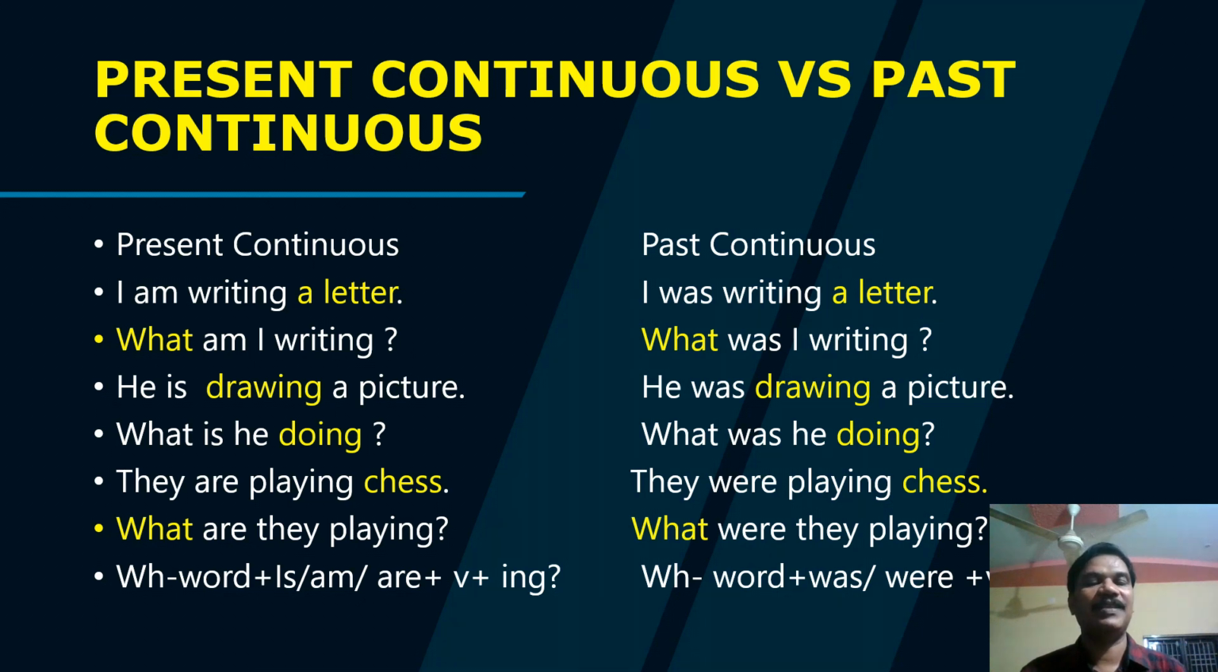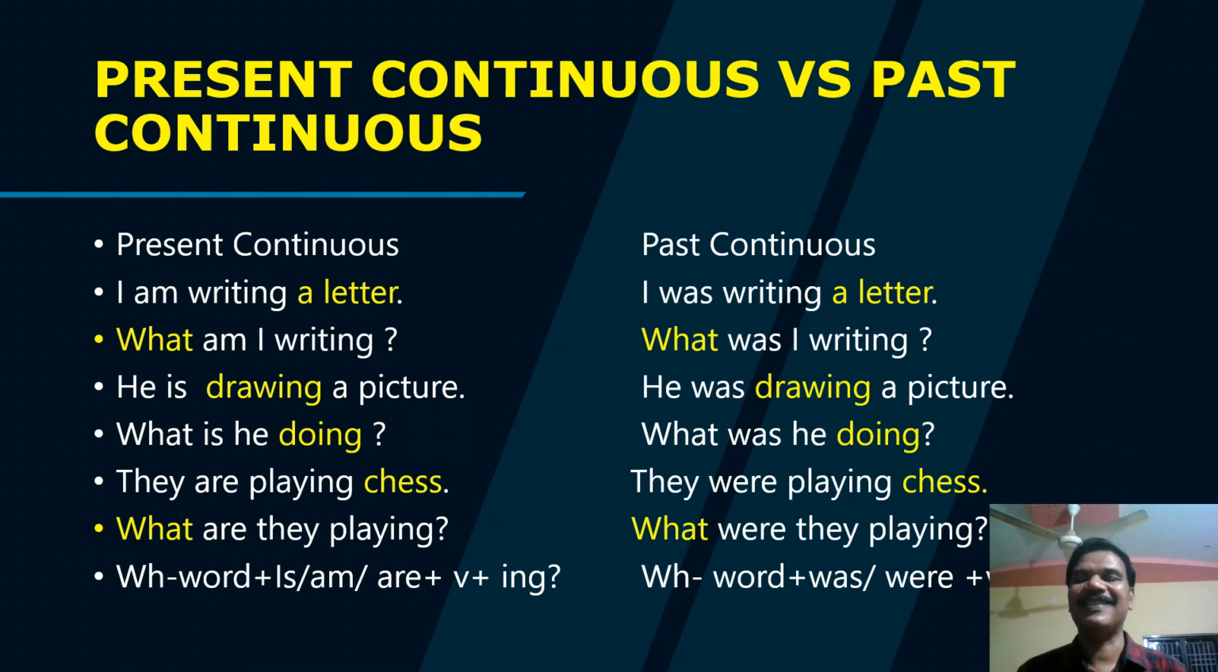They're playing chess. Chess is the object. So, what are they playing? Have you observed? There are helping verbs and main verbs. This tense is ready with the helping verb and main verb. Then it becomes easy to change into a negative sentence, yes/no question and WH questions. So the rule is WH word plus is, am or are plus subject plus the ing form. This is the formula you should follow in present continuous tense.